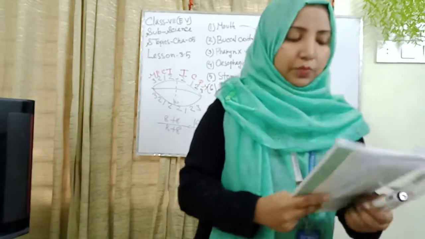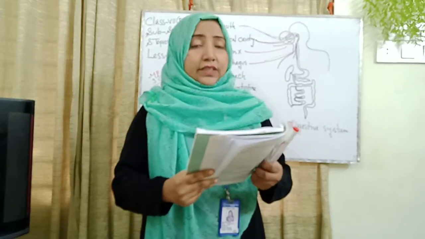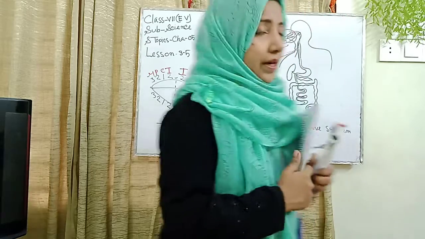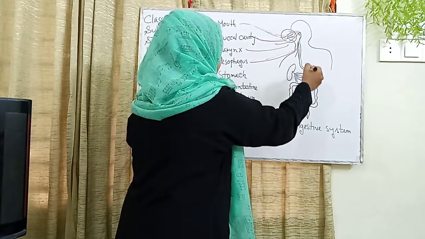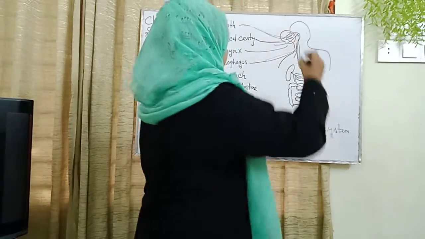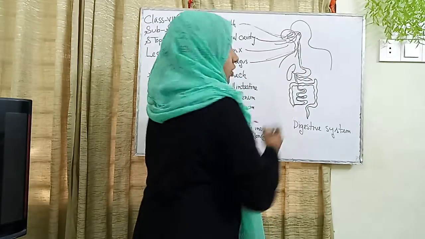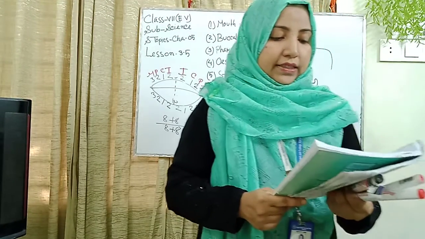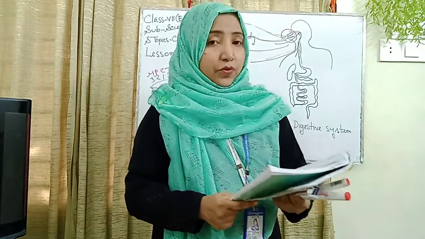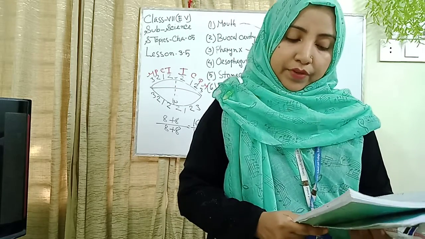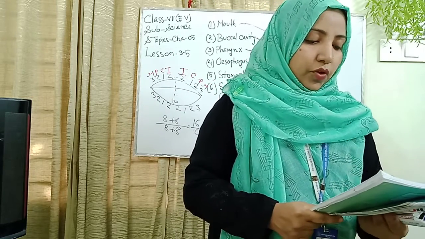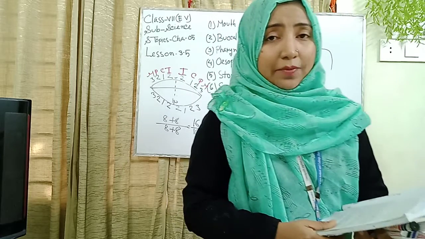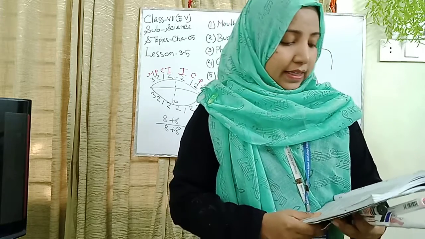Please everyone see the book. The oesophagus is located between the pharynx and stomach. Here is the pharynx and another is the stomach, and this long structure is the oesophagus. Food materials pass through it from the pharynx to the stomach, and here there are no enzymes and no juice.